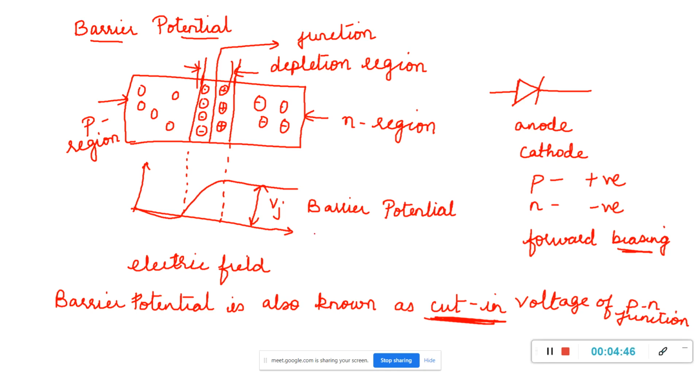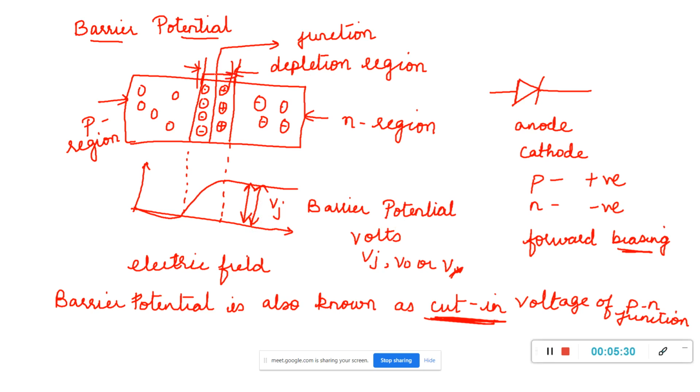This barrier potential is also called the height of the depletion region, which I am showing here. The barrier potential is called the height of the depletion region, and it is expressed in volts. Symbolically, it is also called Vj, V naught, or V gamma. Barrier potential is also the height of the depletion region. So this is about the depletion region.